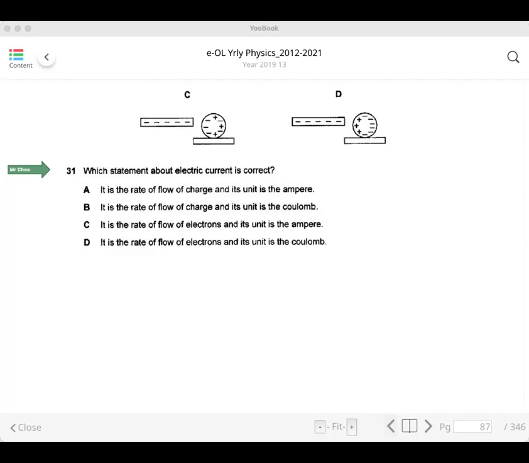Okay, so let me just write down the formula that all of you should know by now. You should know it as Q is It. That's how I remember. If not, from here, you can actually make I the subject. Your formula should be I equal to Q over T. Okay?